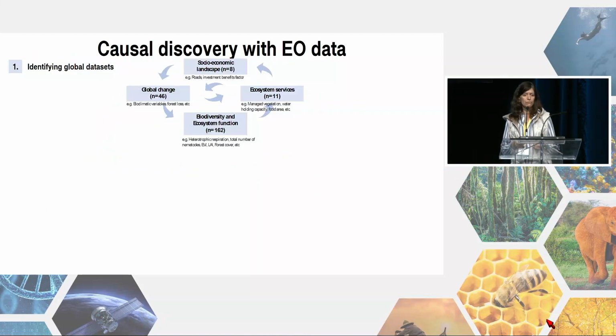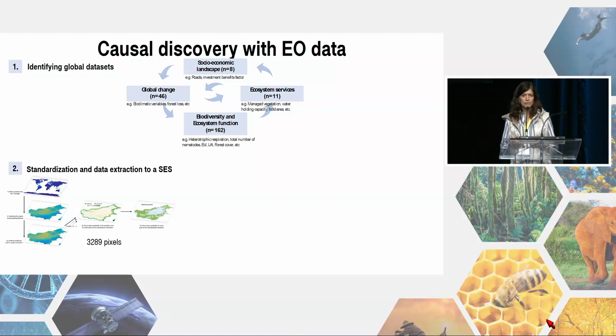To do that, we first retrieved global data sets that depicted the 4 domains. Not surprisingly, we were able to retrieve about 162 data sets for depicting biodiversity and ecosystem function. But when we go to socioeconomic landscape, we were only able to retrieve 8 data sets with global coverage. And you have different data sets depending on which fraction of this framework we're actually trying to analyze. And then we standardized and extracted data to the island of Borneo, and we're analyzing ultimately about 3,000 pixels of data across all of these 227 variables that we have to discover causal relationships for this island.